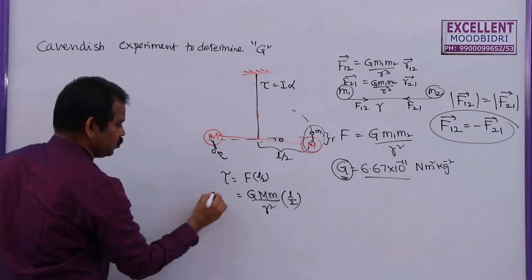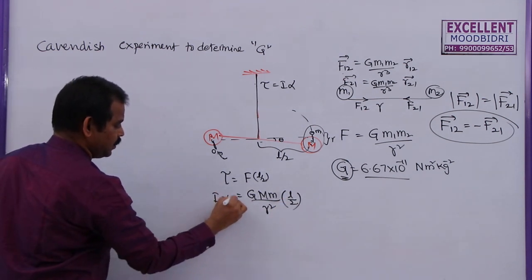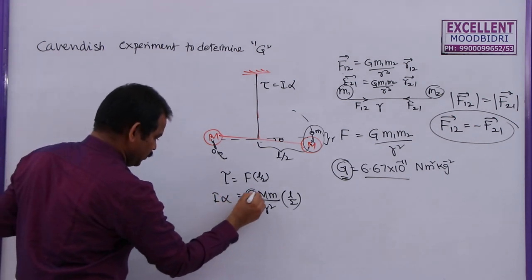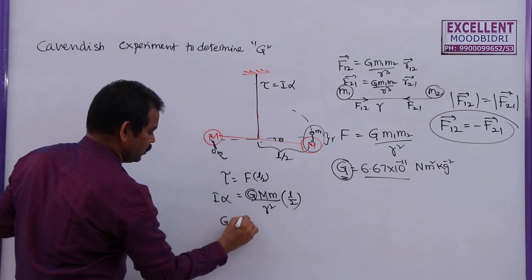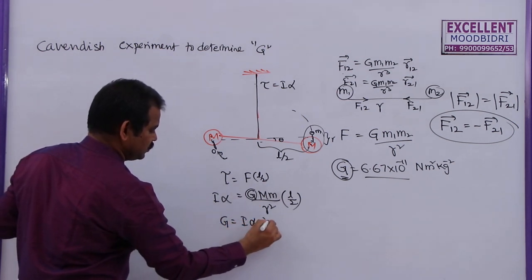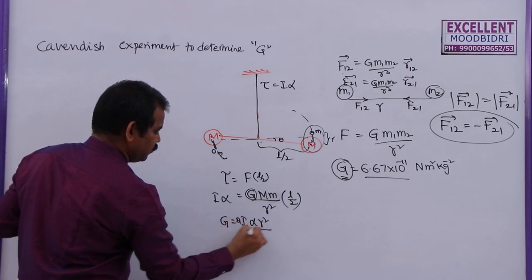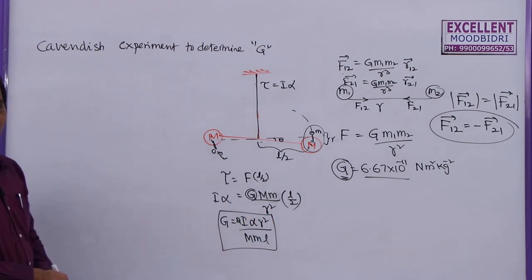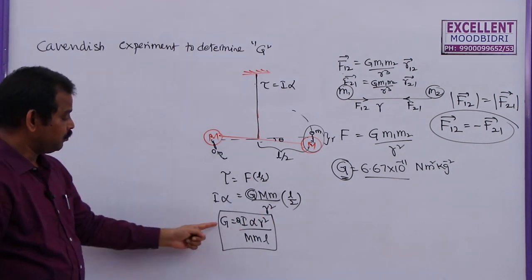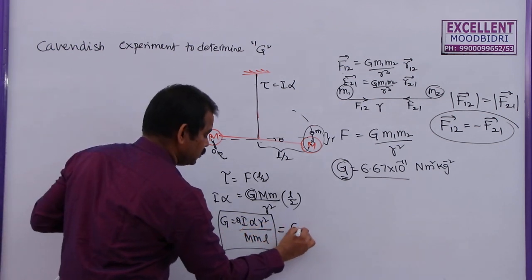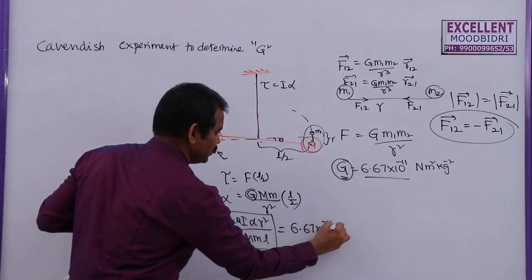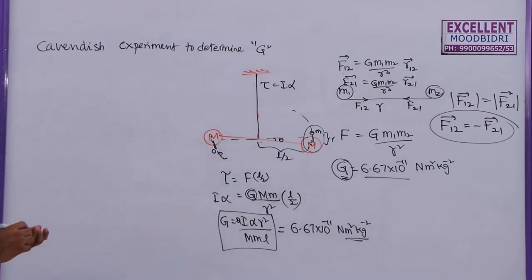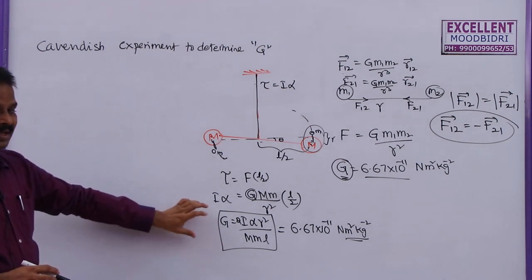But the torque tau is equal to I alpha. So from this, how to find this capital G value? The capital G value is given by the moment of inertia of the system into alpha into R square into 2 by capital M small m into L. By substituting all these known quantities, Cavendish determined the capital G value and found it as 6.67 × 10⁻¹¹ with the unit N m² kg⁻². So by using this simple experimental setup, he found the capital G value.